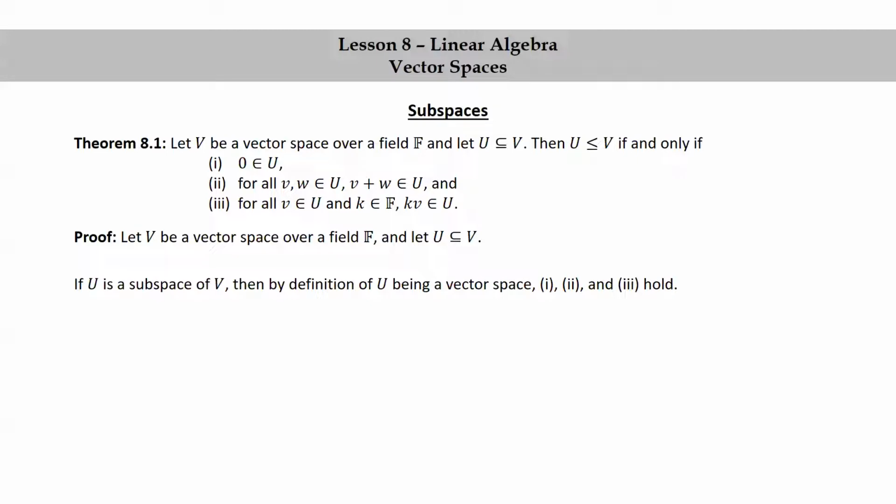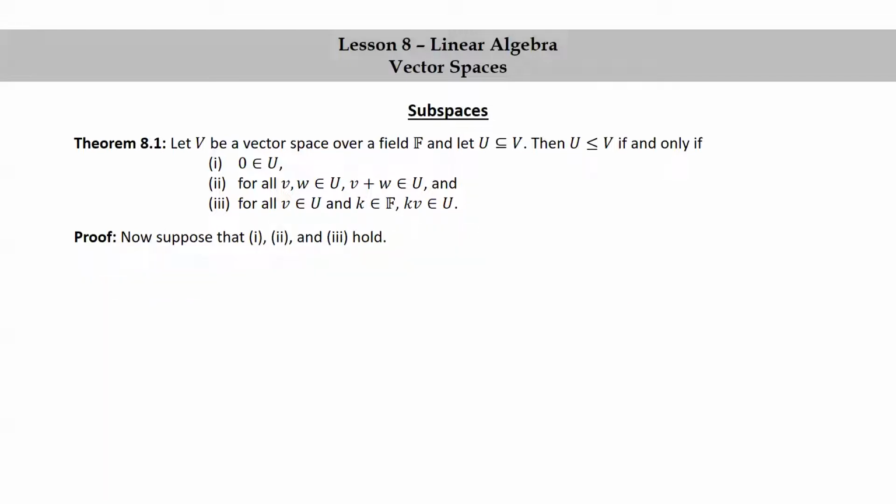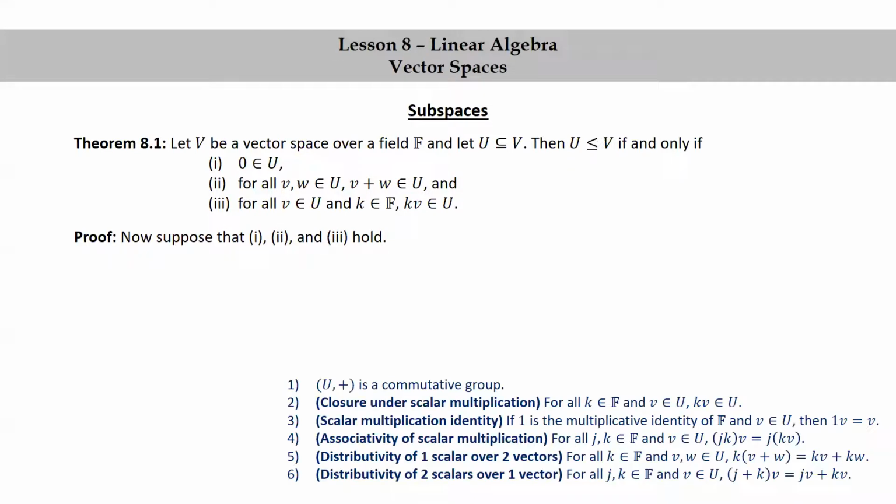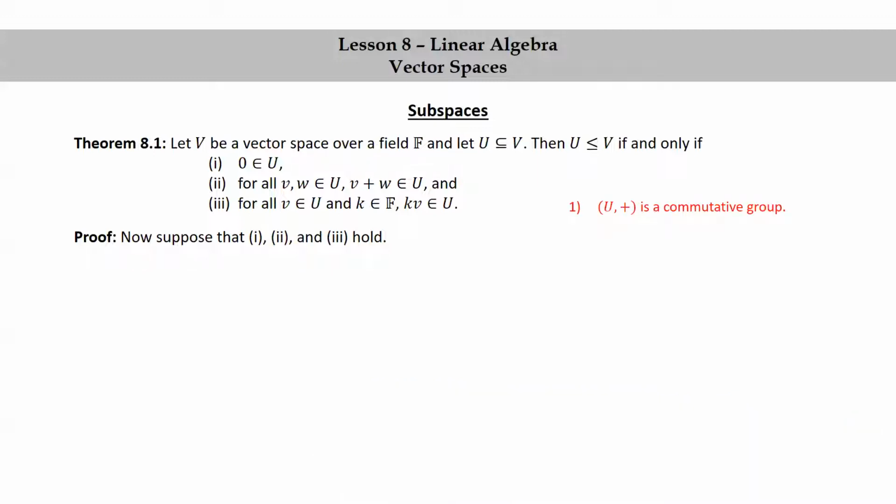If U is a subspace of V, then by definition of U being a vector space, 1, 2, and 3 have to hold. After all, those properties are included in the properties of being a vector space. Now for the converse. Suppose that 1, 2, and 3 hold. We're going to have to go through all 6 of the properties of being a vector space and make sure that they are all true. We'll do them one at a time.